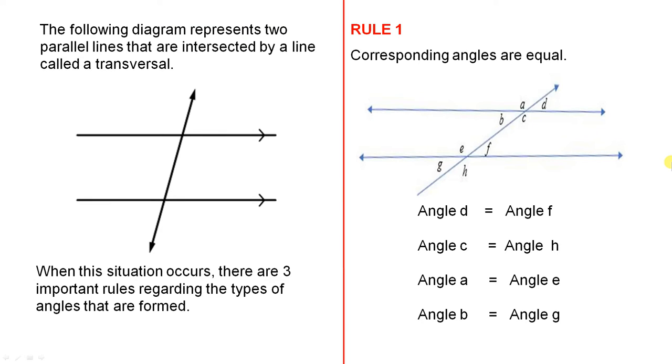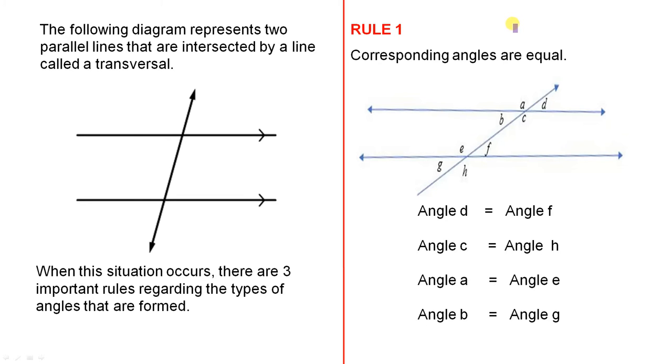The following diagram represents two parallel lines that are intersected by a line called a transversal. So that line there and that one, they are the two parallel lines, and these arrows give us the clue that they are parallel. This is the transversal. There it is there. Now, a transversal is like a line that cuts across those two lines there. So that's why it's called a transversal. When this situation occurs, there are three important rules regarding the types of angles that are formed.